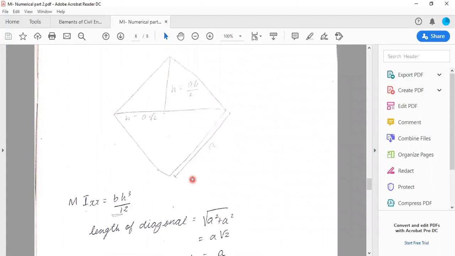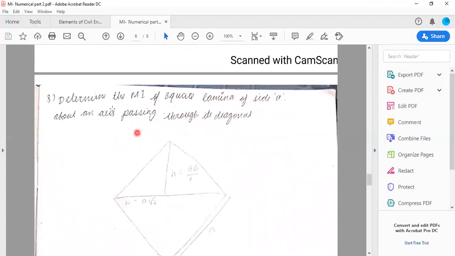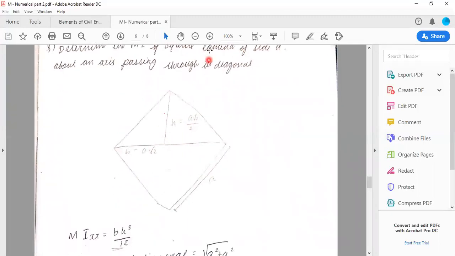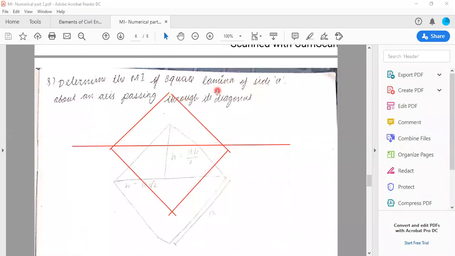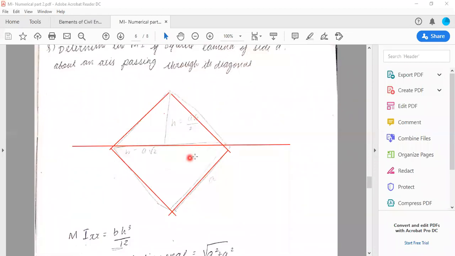Then we have this figure. The figure is not very clear. Determine the MI of a square lamina of side A about an axis passing through its diagonal. So there is a square lamina like this. This is a square which is placed like this. Okay, about an axis. So determine the MI of the square lamina about an axis passing through the diagonal. So this is the diagonal. The side of this square is given by A. I have to find MI.